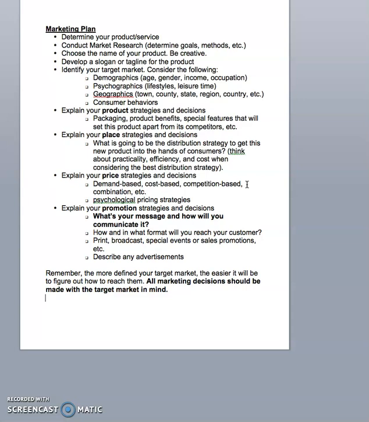These are all questions that you need to consider so that you don't end up wasting your resources, because all of this takes time and this takes money, and you want to make sure that the strategies or the mix of these 4 P's fits together. It is kind of like a puzzle. And remember, the more defined your target market, the easier it would be to figure out how to reach them. All marketing decisions should be made with your target market in mind.